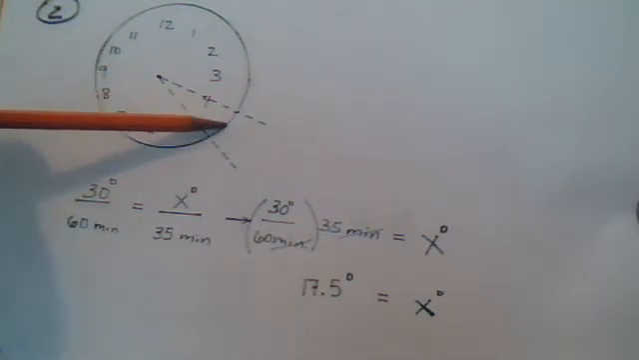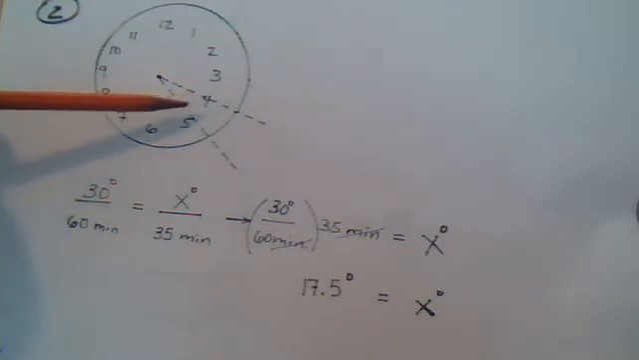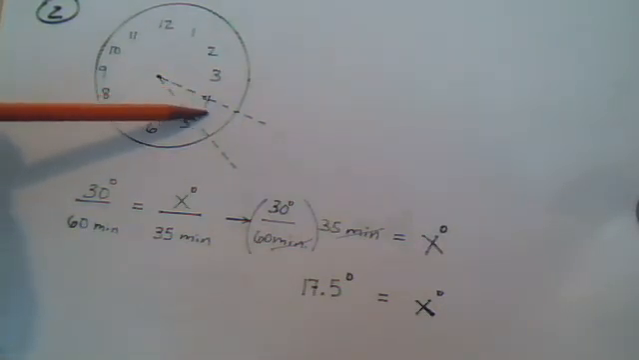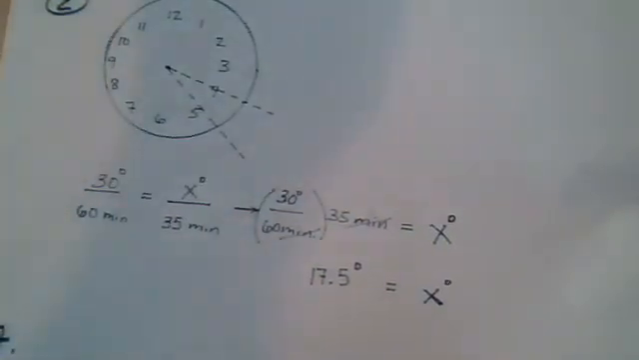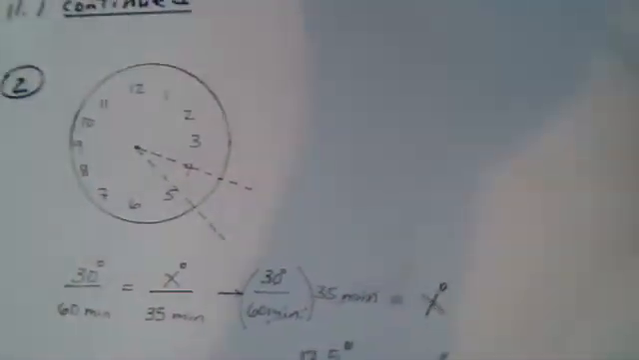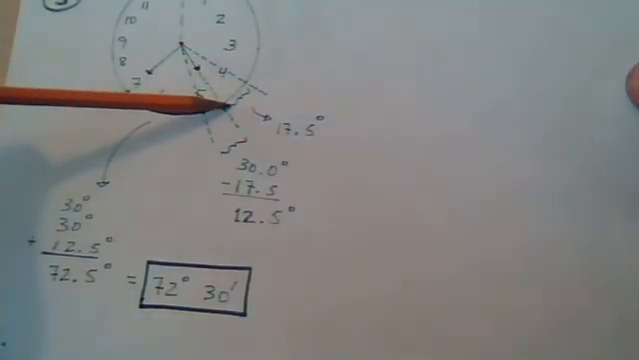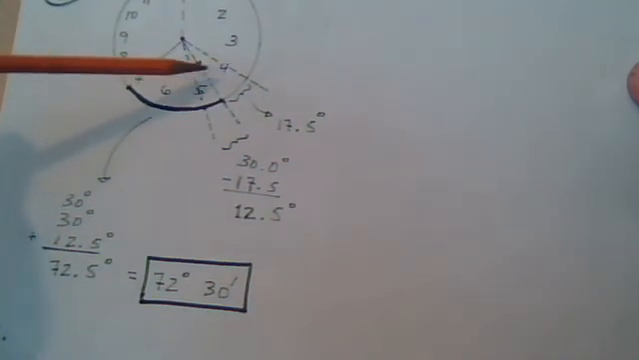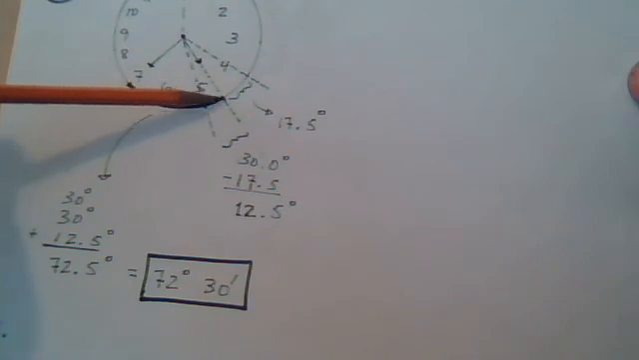So we know this is 17.5 degrees. Now we're going to get the 30, which will be from 4 to 5, and subtract this, and that'll give us this little piece right here, which we add to this 30 degrees and this 30 degrees. So here's the 17.5 degrees we found. Now get the 30, which is for 4 to 5, and subtract this amount, and that gives you this little amount which we need. And then just add it to this 30 and this 30.